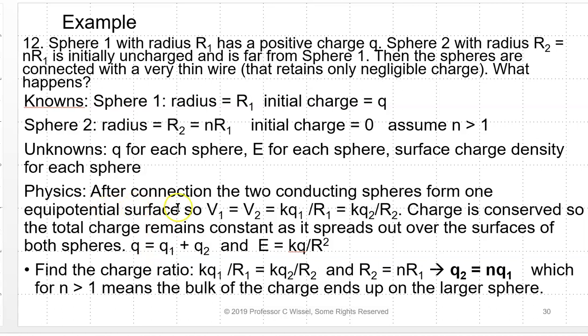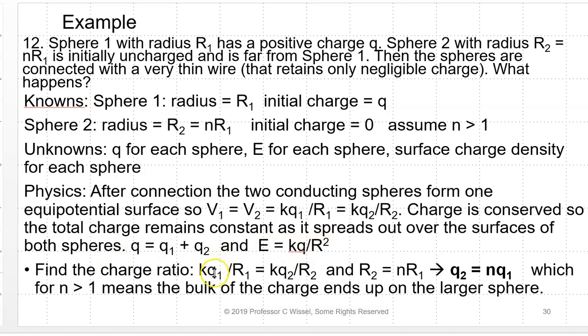After the connection, the two conducting spheres form one equipotential surface. So V1 equals V2 equals KQ1 divided by R1, and that also equals KQ2 divided by R2. The charge is conserved, so the total charge remains constant as it spreads out over the surfaces of both spheres. So the original charge Q equals Q1 plus Q2. Those are the charges after they've been connected. And then E equals KQ over R squared.